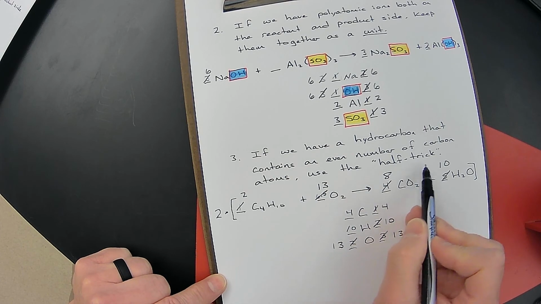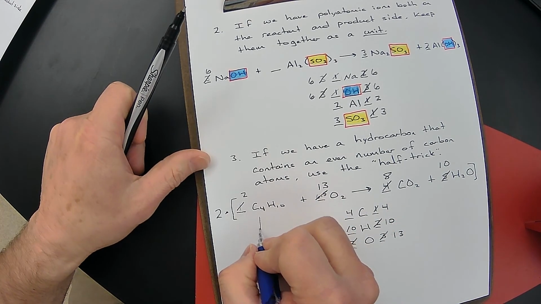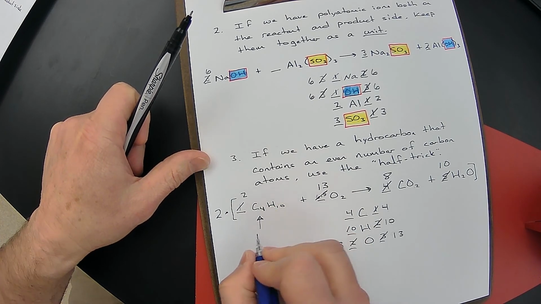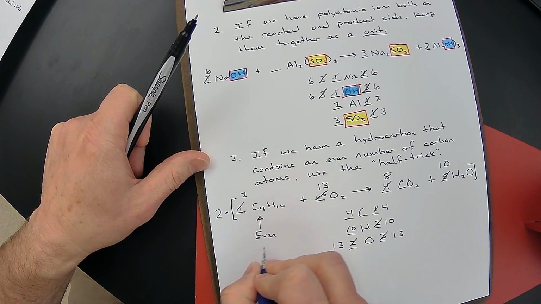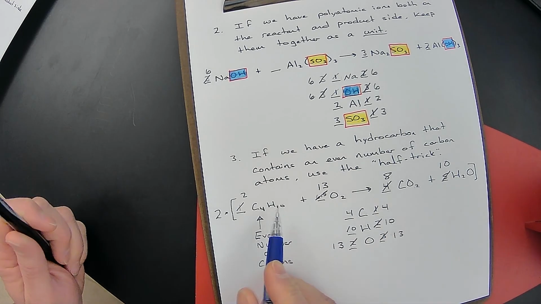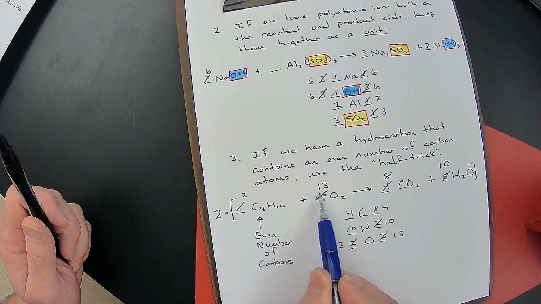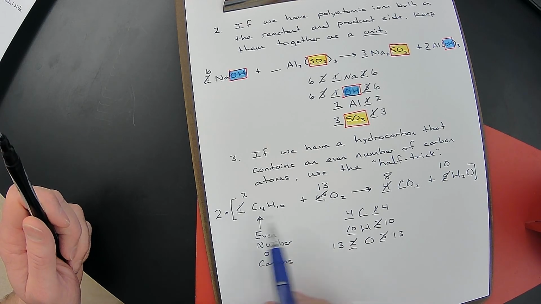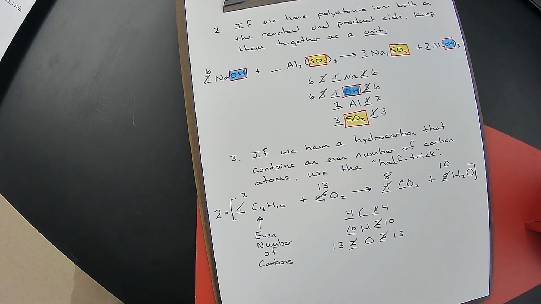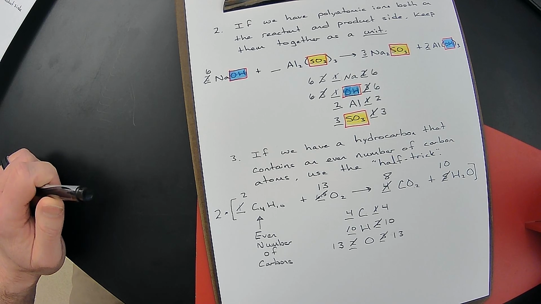And what we've done is we used the half trick. This comes up anytime you are dealing with a hydrocarbon that has an even number of carbons. And when you have an even number of carbons, you save the oxygens for last and use a half temporarily and then go back and double all of the coefficients. I hope this helps with the 3 special cases of balancing chemical equations.